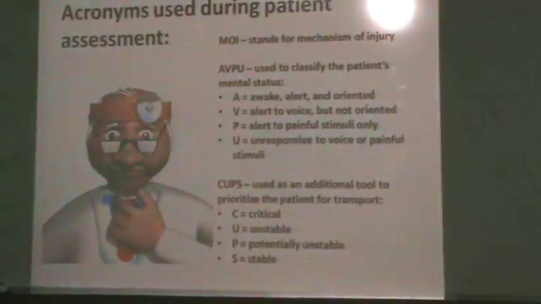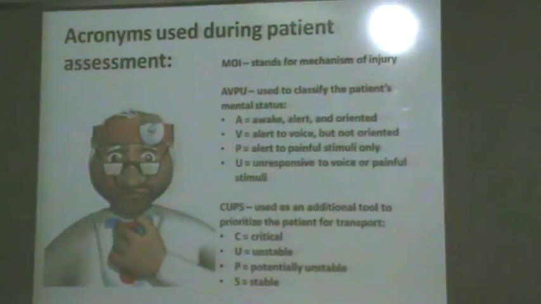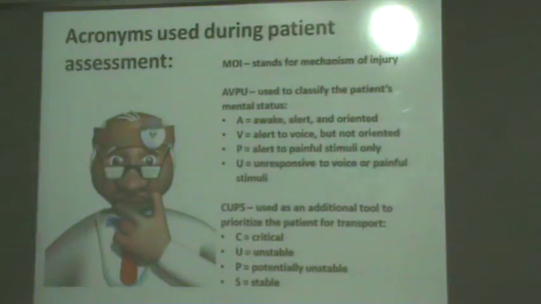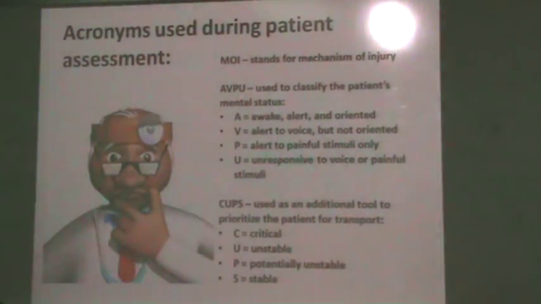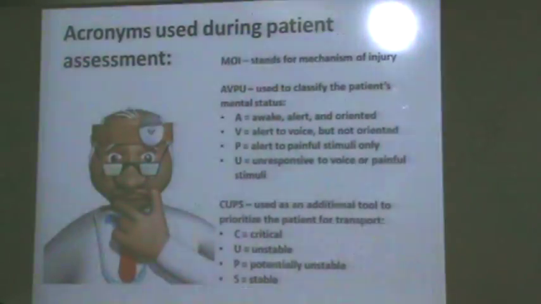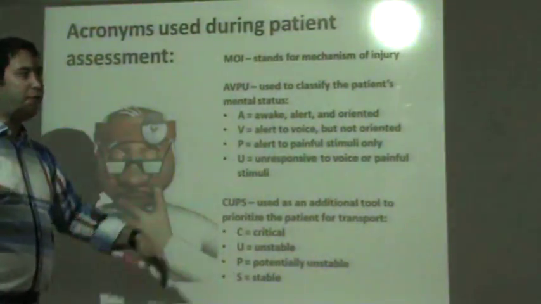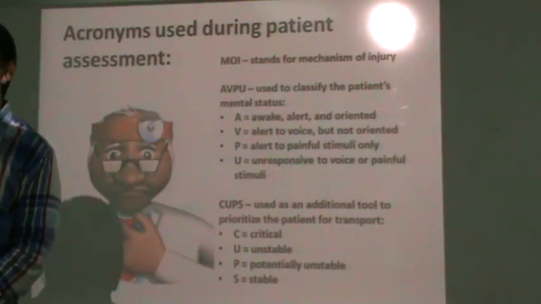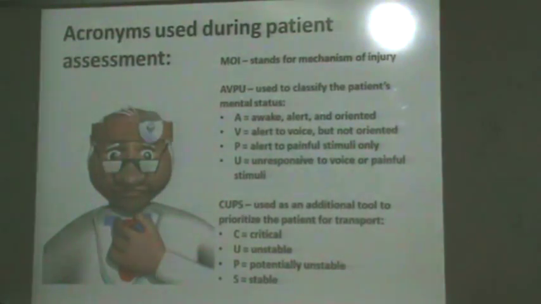The second section of this talk today is going to be about the acronyms. So we're going to learn about the acronyms. The first one is MOI. What does MOI stand for? Mechanism of injury. The mechanism of injury is how this injury happened. Then we have the AVPU, and that's a scale to measure the consciousness of the person.